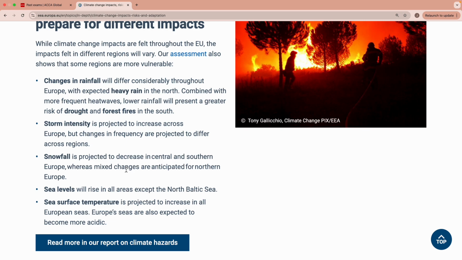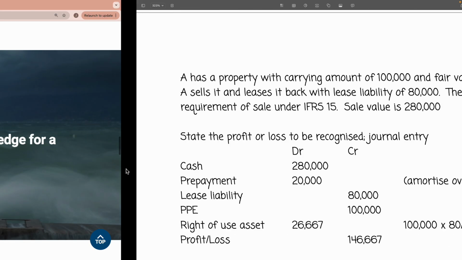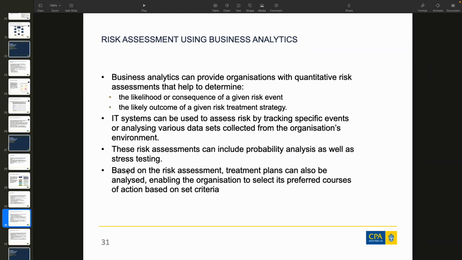Okay, notice what they say, decrease in central southern Europe. That means all those snow resorts got problem already. Snow resorts got problem. Storm intensity increasing. Change in rainfall can cause more drought, forest fire, and flooding. Clear? So these are things that are going to happen. Frequency is going to go up higher and higher. Clear? So there may be a lot of data analysis going on.